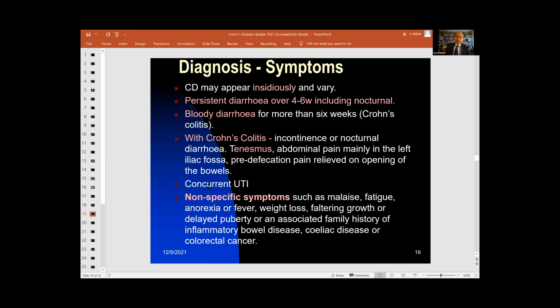And it also causes urgency. Abdominal pain in the left iliac fossa is also a common symptom. If there is concurrent urinary tract infection, one would need to investigate whether the pre-existing Crohn's disease has now involved the urinary bladder. There are non-specific symptoms with Crohn's disease, such as those of malabsorption, chronic illness, post-viral condition, and so on.